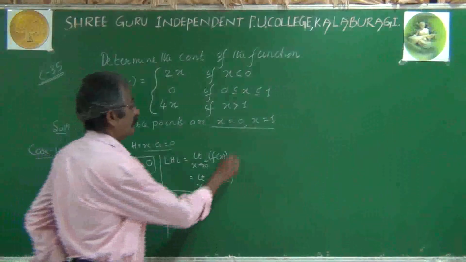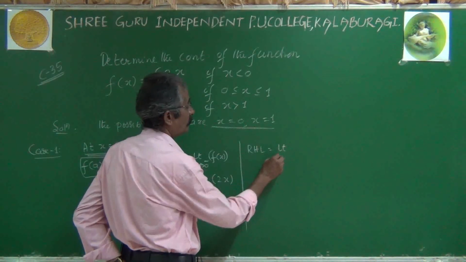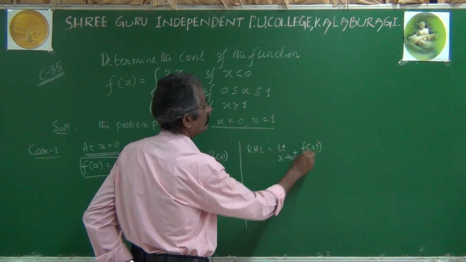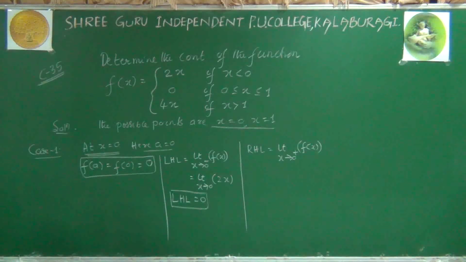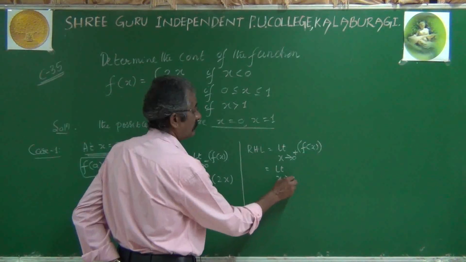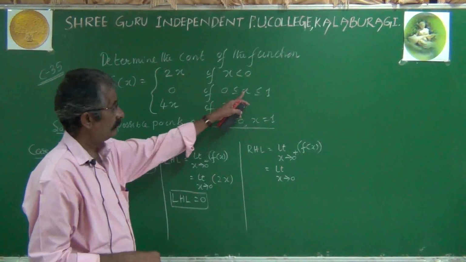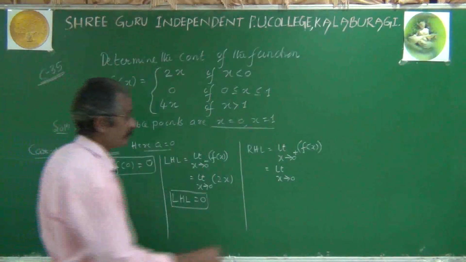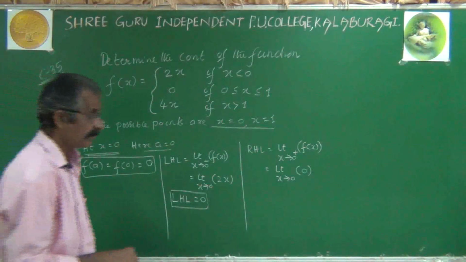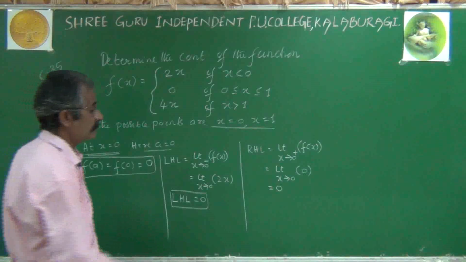We also find right hand limit. Right hand limit is equal to limit x extending to 0 plus of f of x. 0 plus means more than 0. Here we can observe x more than 0. When x more than 0, function value is 0. And further, limit of a constant is constant. In particular, limit of 0 is 0. So this is RHL.